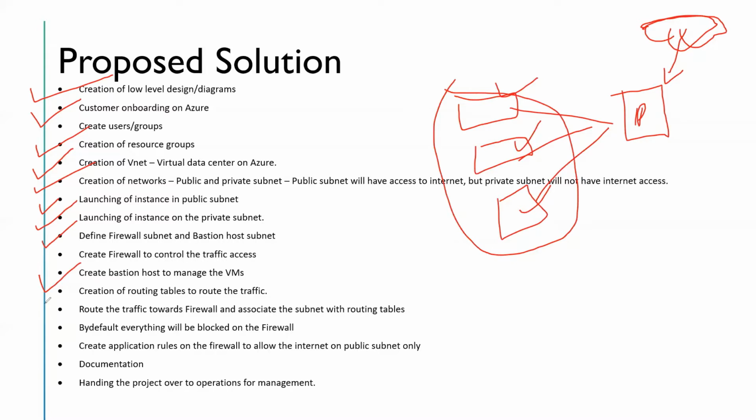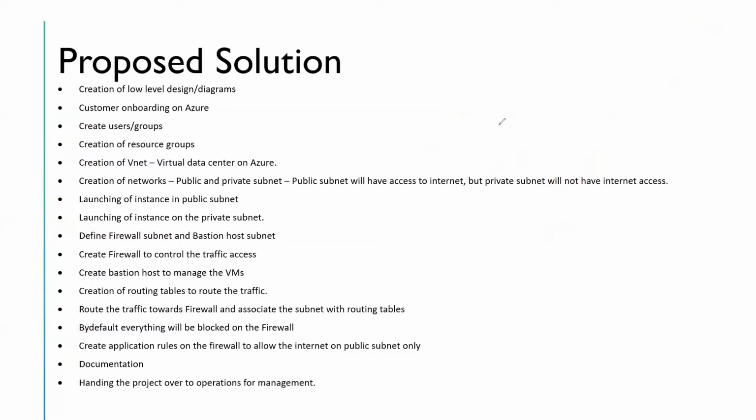We will also create routing tables to route the traffic towards the firewall, and by default everything will be blocked on the firewall. We will create application rules and NAT rules to allow access, and then we will create the documentation and hand over the project to customer operations for management. So this is at a high level what we proposed in this use case, in this project. So let's move forward. I have created a diagram for this project delivery.